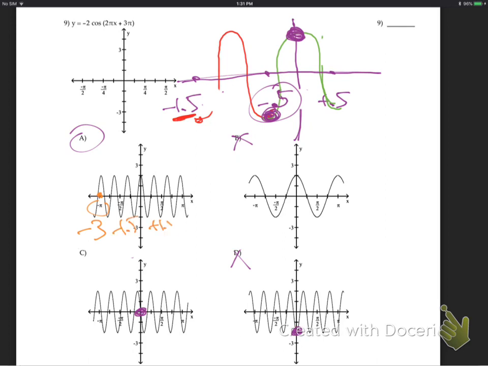This is positive 1.5. This is positive 3. Right there, right there, right there, and right there. Would that help you? And this is negative 1.5. This is positive 1.5. This is, oops, not positive, but negative 3, positive 3. And here, here, here, and here. Is that good?